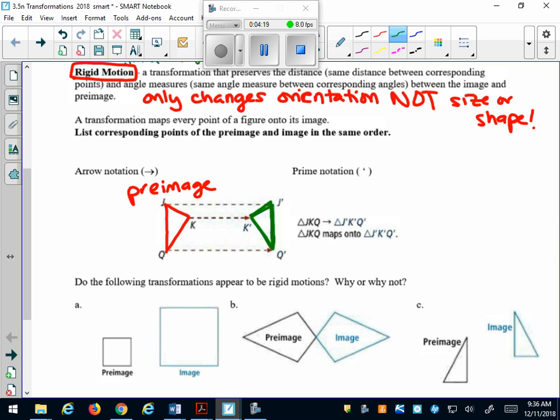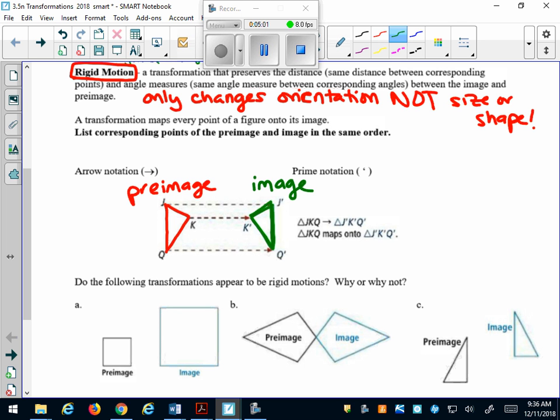The pre-image is labeled with a J, K, Q. When you move that, each point gets moved in a certain way. J becomes J prime. You see that little dash? It looks like an apostrophe. We call that prime notation. So J becomes J prime. K becomes K prime. Q becomes Q prime. And that's how you can tell which one came first in this diagram. The pre-image does not have the primes, and the image is the result after you've moved the shape, and it has all the primes.